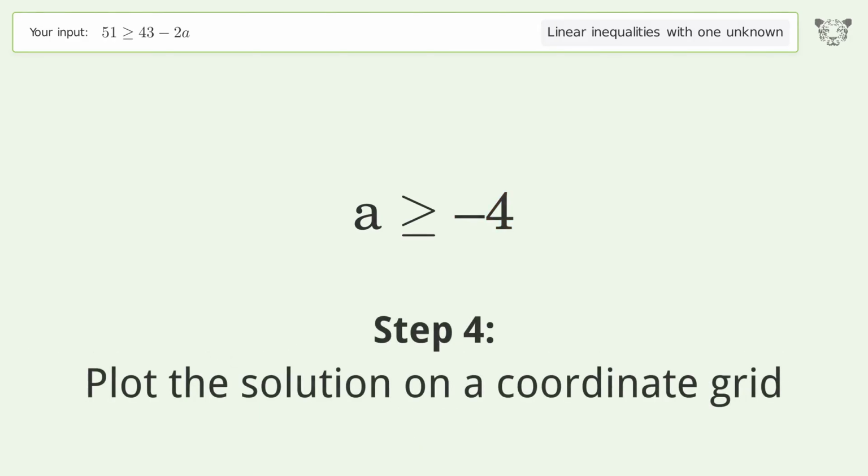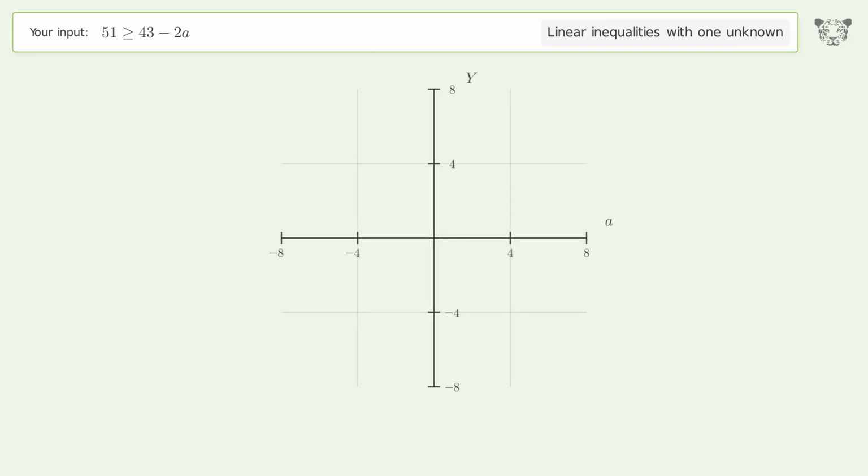Plot the solution on a coordinate grid. And so the final result is a ≥ -4.